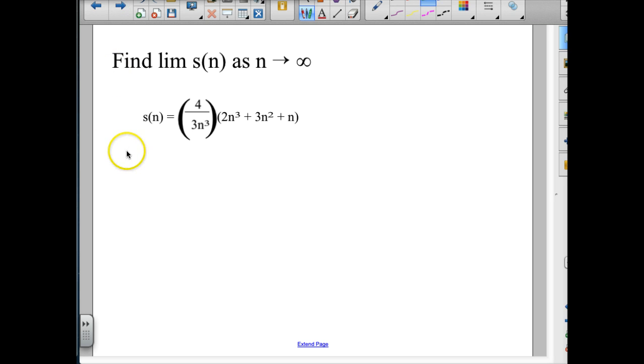Let's review a little bit of limits with infinity. If we're going to multiply 4 over 3n cubed times the quantity 2n cubed plus 3n squared plus n, and we want to find the limit as n approaches infinity, we can't do it this way, because if you do direct substitution, you have 0 times infinity, and 0 times infinity is indeterminate.